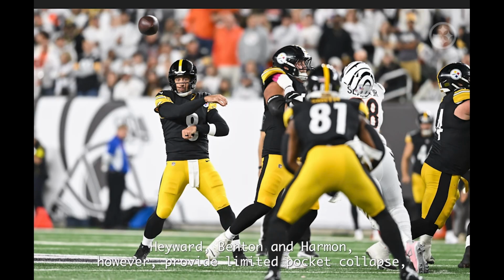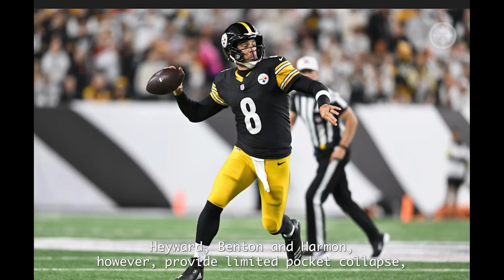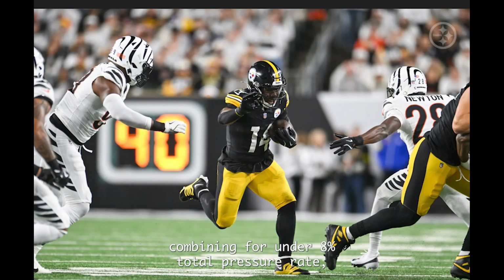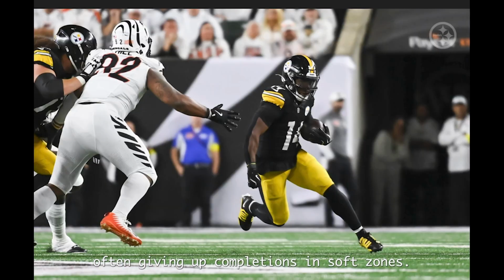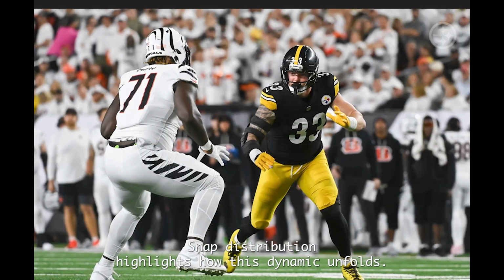Hayward, Benton, and Harmon, however, provide limited pocket collapse, combining for under 8% total pressure rate, confirming that interior push remains the missing piece. When the pocket stays clean, the back seven becomes overly stressed, often giving up completions in soft zones. Snap distribution highlights how this dynamic unfolds.